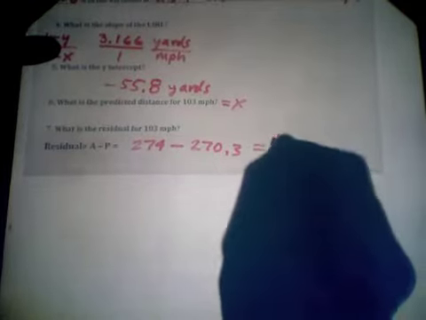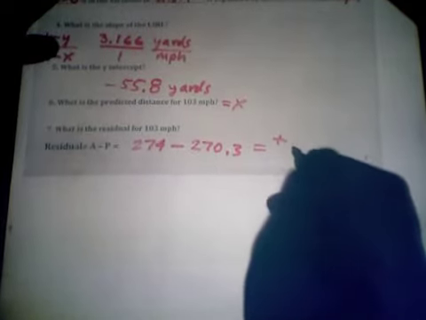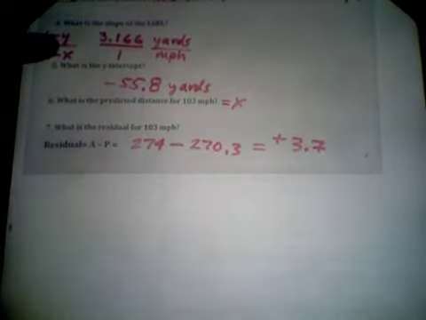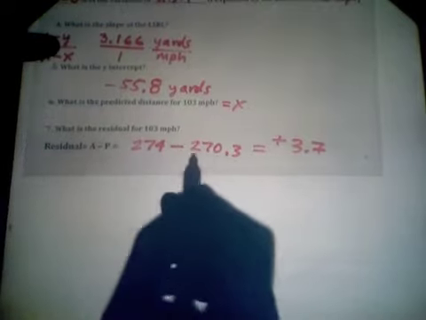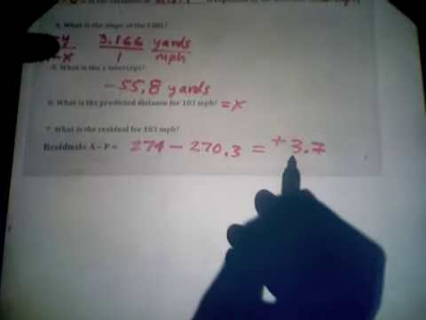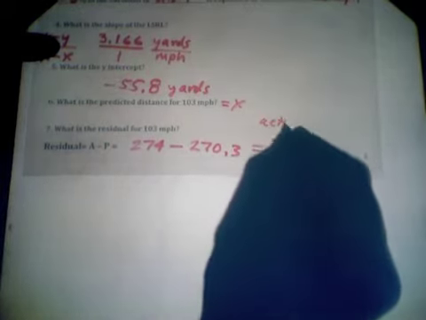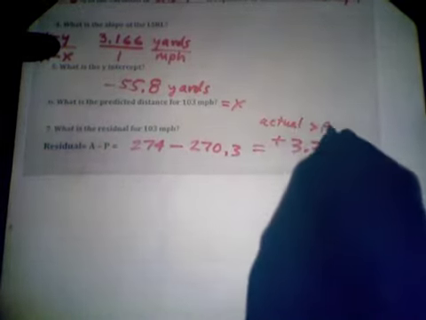You subtract the two, and you get a residual that's positive, positive 3.7. A positive residual means that we underestimated. A positive residual means that the actual was greater than the predicted.